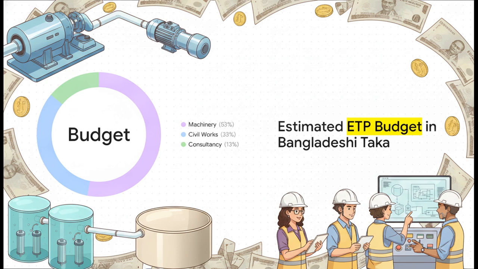The civil works and tanks will be about 1.5 to 2.5 lakh. And remember, if you opt for those ready-made PVC tanks instead of concrete, you can definitely push that cost right down to the lower end of the spectrum. Finally, consultancy, design, and installation will run roughly 50,000 to 1 lakh.